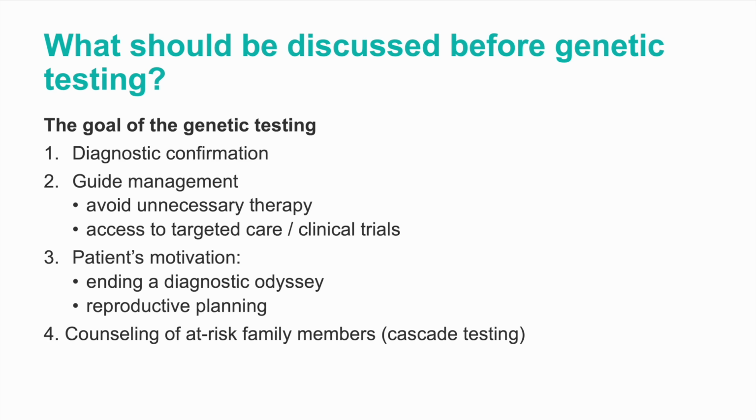So cascade testing is this idea that when you identify one individual with a genetic disease, you can test for this specific genetic variant in all family members who are at risk. First-degree relatives, second-degree relatives, etc. This is a very important reason to do genetic testing.